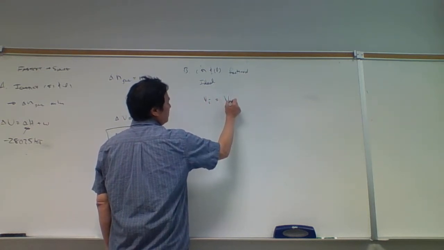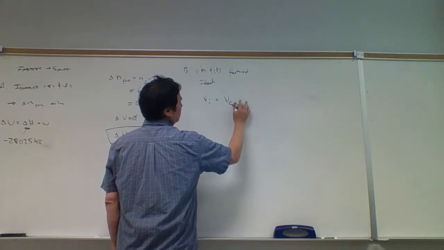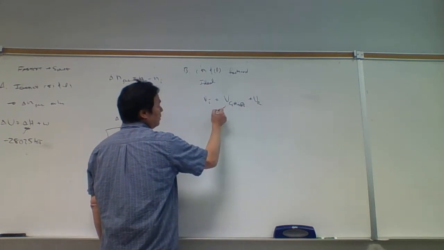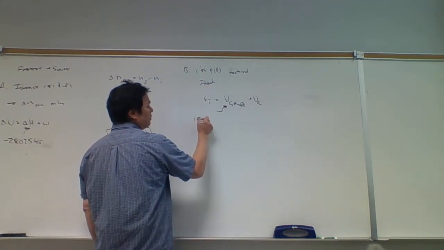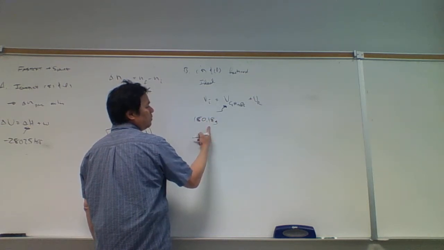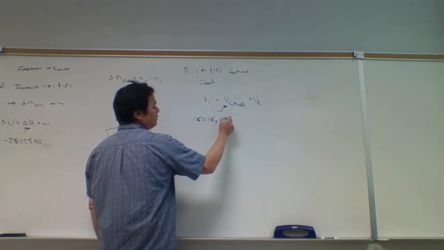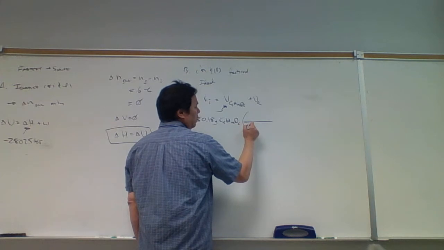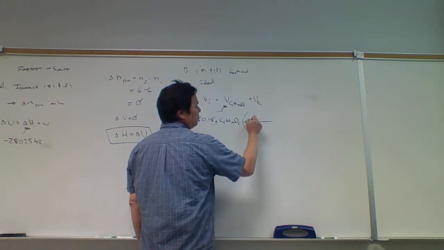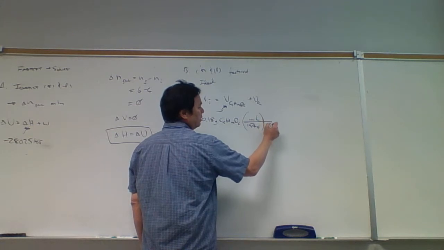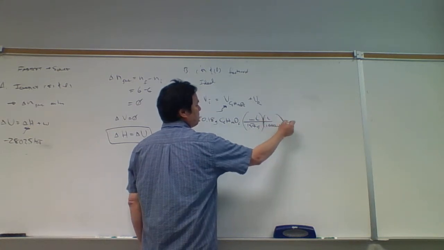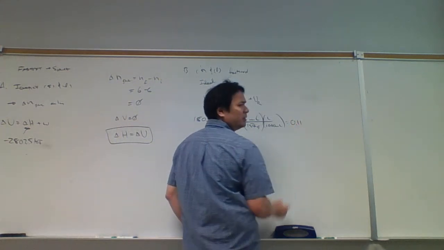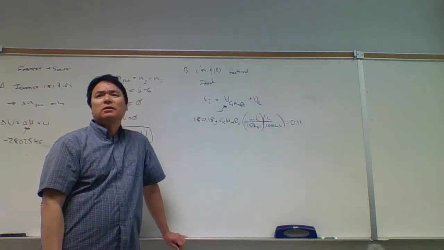V initial is going to be the volume of the glucose plus the volume of the O2. The volume of the glucose, I think we calculated that. It's 180.18 grams of glucose. The density is 1.54 grams per milliliter at 25 degrees C, 1,000 milliliters per liter. Did we already calculate this? 0.117.